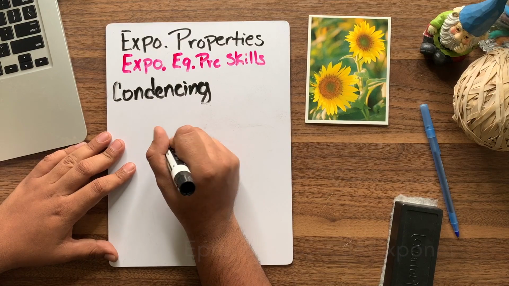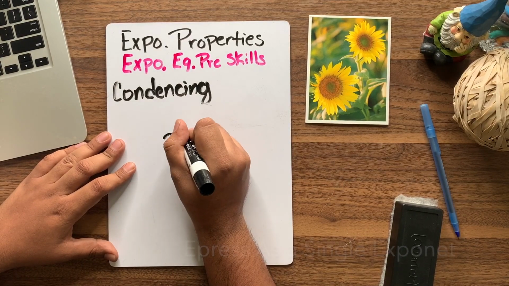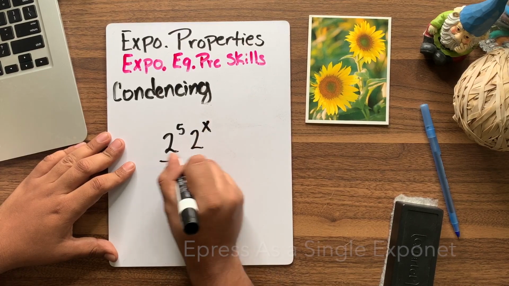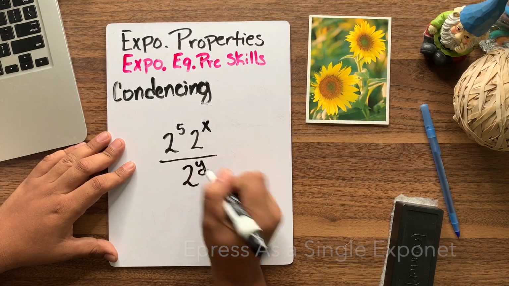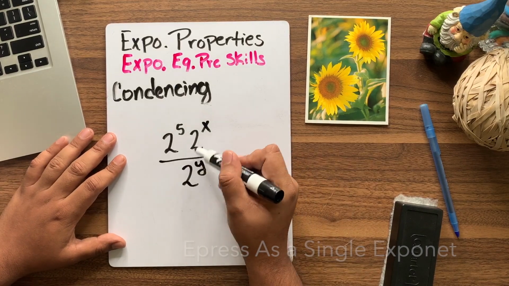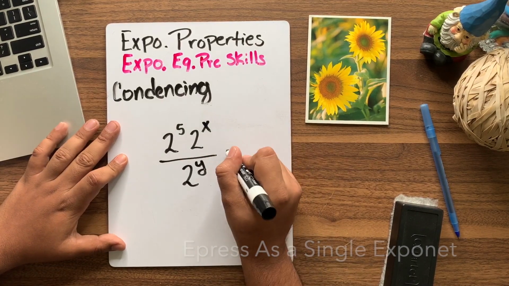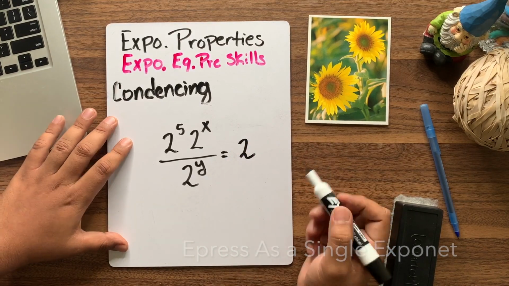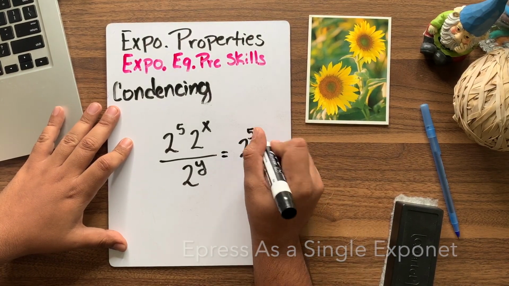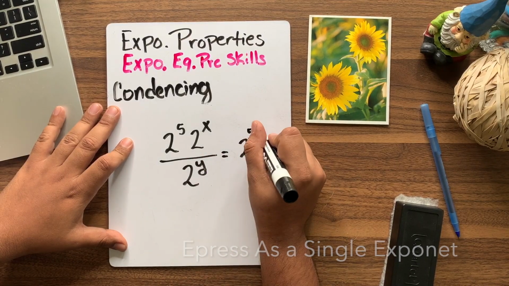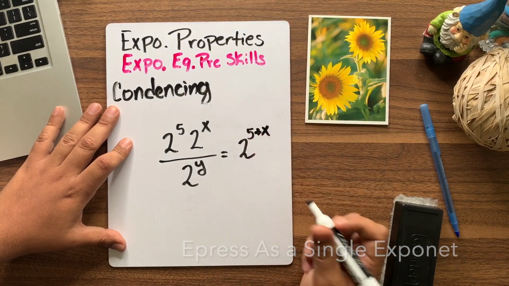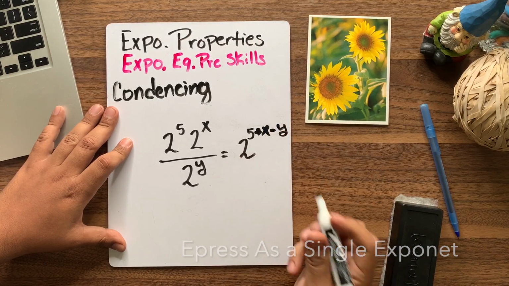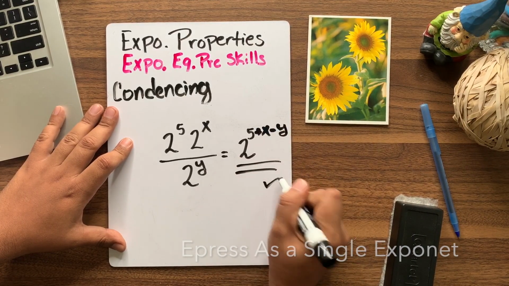Now, if we put it all together, so 2 to the power of 5 times 2 to the power of x over 2 to the power of y. We do have a common base of 2. So we're going to write one base, and 5 is positive, x is in the top, so it's positive, and because y is the one in the bottom, we're going to put negative. And this is my condensed answer.